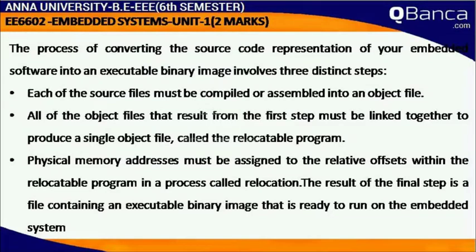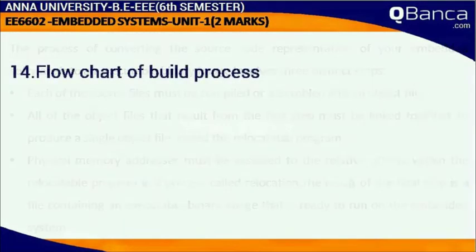All of the object files that result from the first step must be linked together to produce a single object file called the relocatable program. Physical memory addresses must be assigned to the relative offset within the relocatable program in a process called relocation. The result of the final step is a file containing an executable binary image that is ready to run on the embedded system. Flowchart of build process.